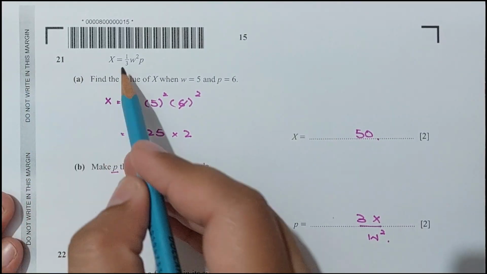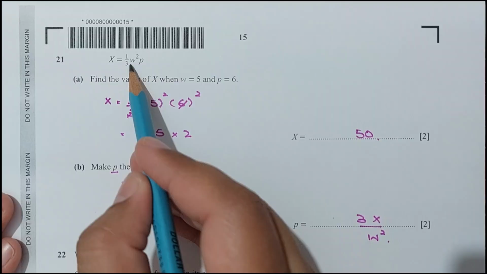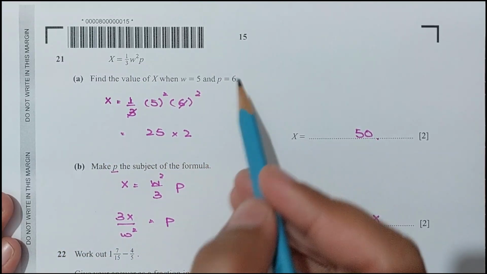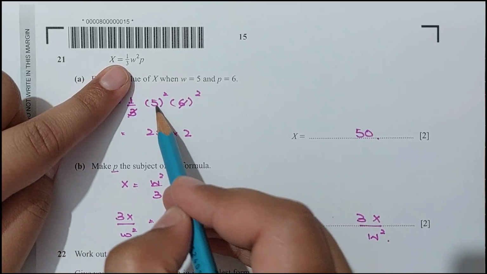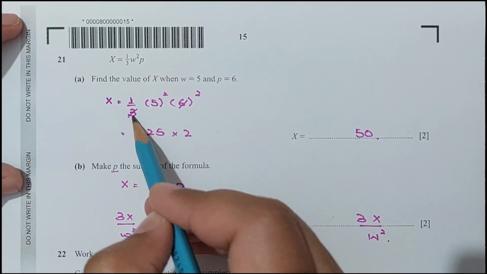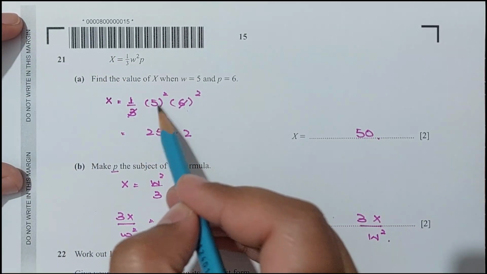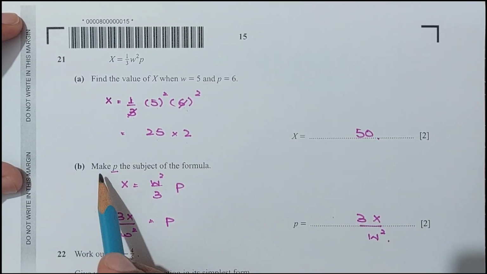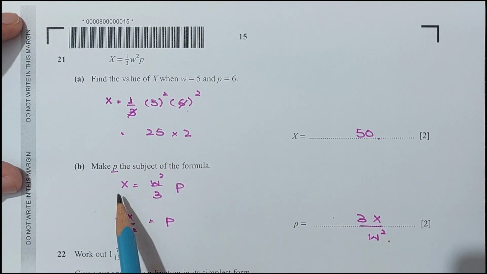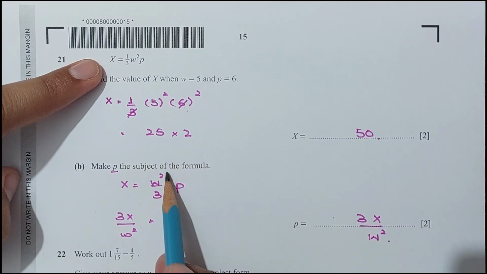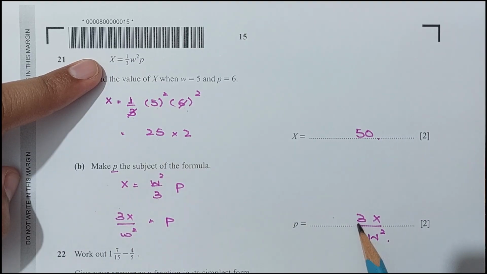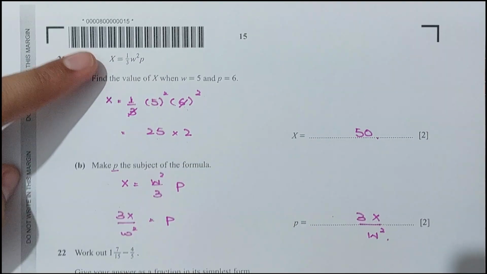Now question number 21, you are given x in terms of w and p. Part A, find the value of x when w and p are given. So just substitute the w value, which is 5, and the p value, which is 6, and 3 times 2 is 6, and 5 squared is 25, and 25 times 2 is 50. Part B, make P the subject of the formula. We are given x equals w squared over 3 times P. So 3 is multiplying on the other side and w squared is dividing. So P is 3x over w squared.